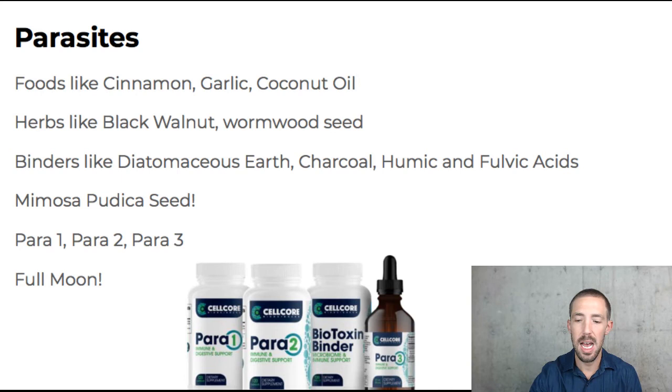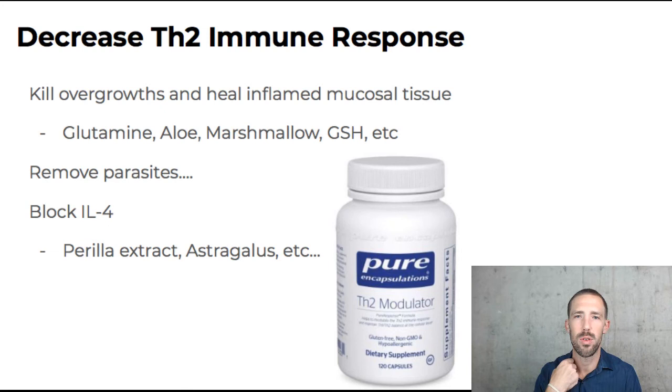So those are some things for parasites and overgrowths. Here are some things to decrease the TH2 response. So if this side of the teeter-totter is high, you've got to dampen it. First off, you have to kill overgrowths. We already talked about that.